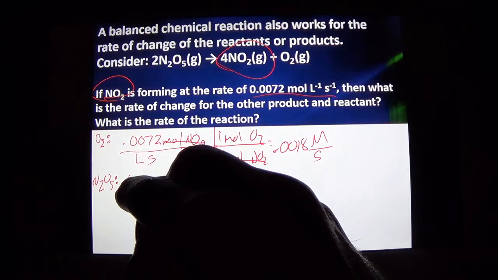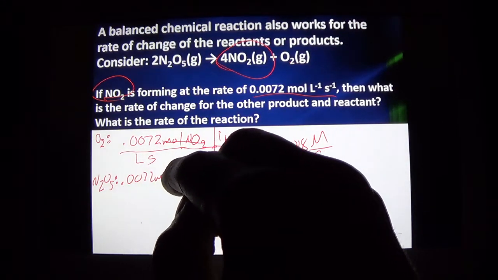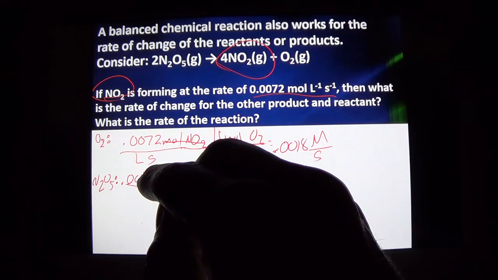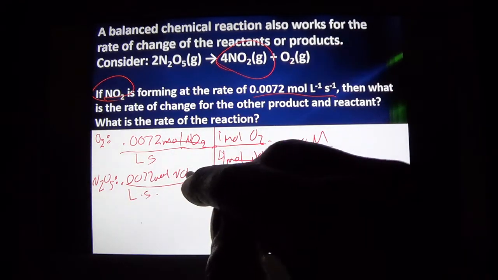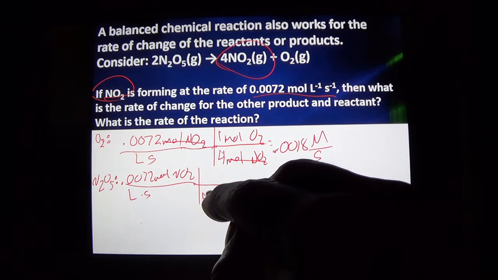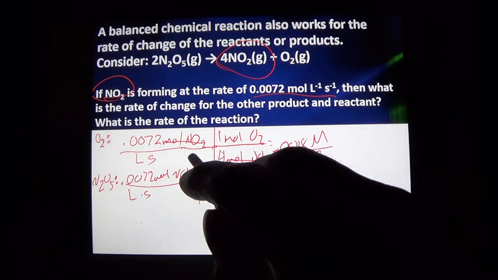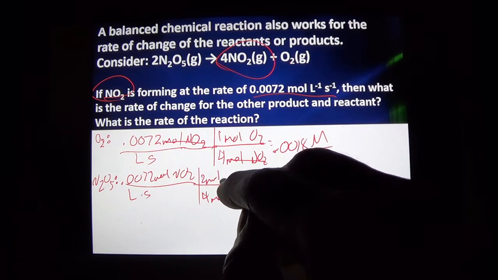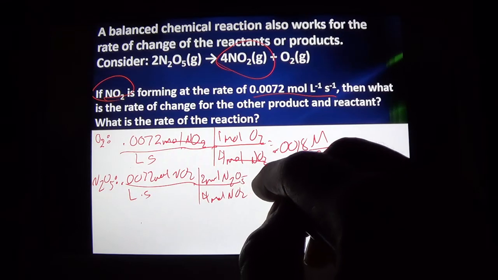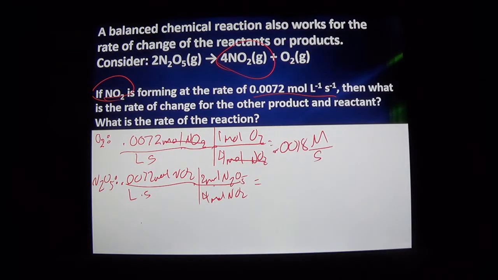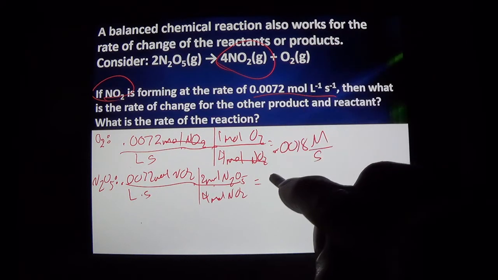I have the same given information, but I have a new mole ratio. 4 moles of NO2, nitrogen dioxide, is going to be 2 moles of dinitrogen pentoxide. Do I need to reduce that fraction? Not really, because I'm going to be using the calculator anyway at this point in time. Yep. And so we see that it's going to be 0.0036 when I do this math.